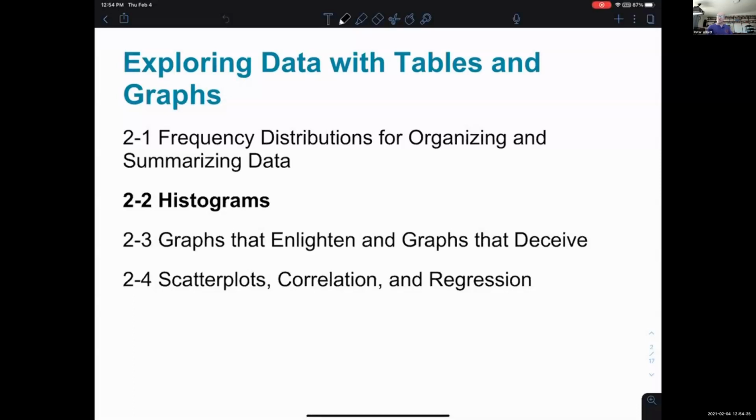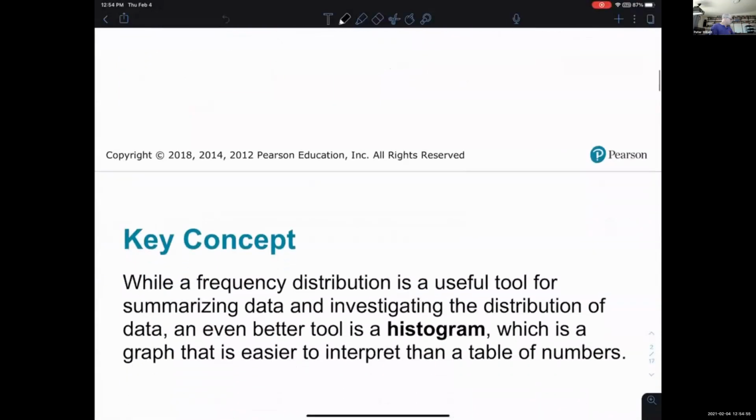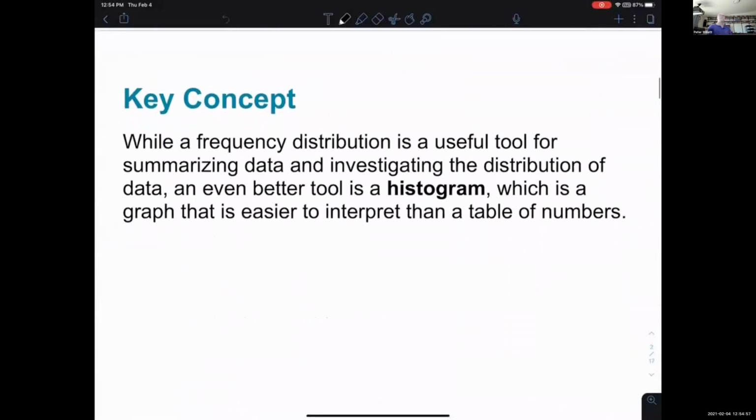So a histogram is a graph, meaning it's kind of an image or a picture that's created that illustrates the details of a frequency distribution table. And so that's what we're going to study. And it's one of the most common statistical methods used for analyzing data results. So that's what the section is about. So let's go on to the key concept.